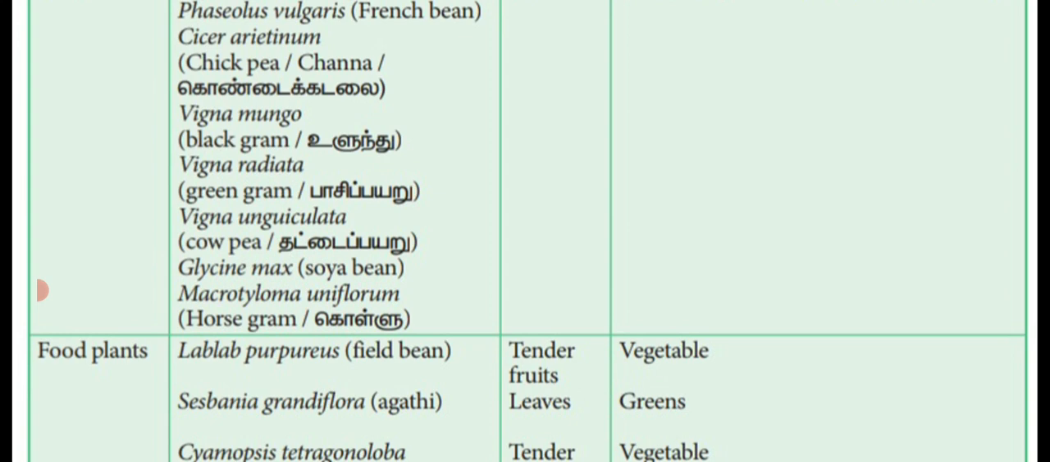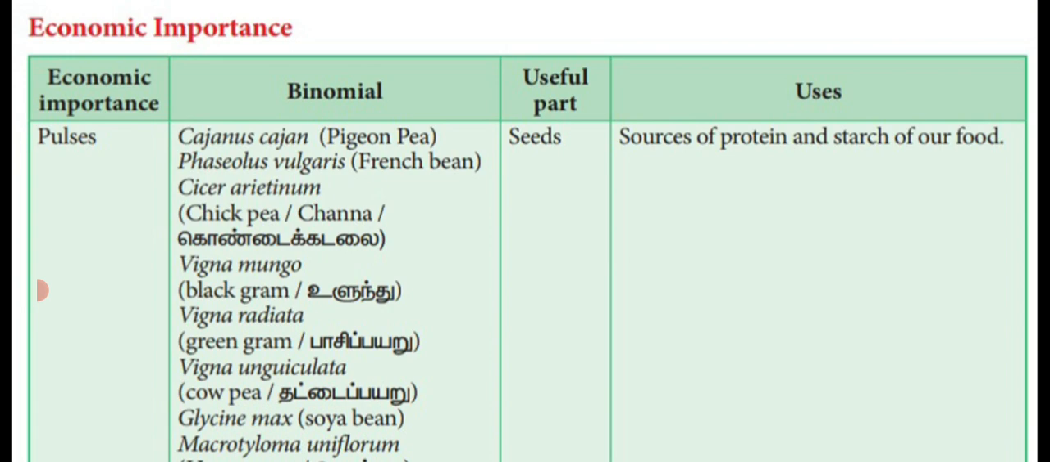Vigna unguiculata, that is thattapayiru or cowpea. Glycine max, that is soya bean. Macrotyloma uniflorum, that is horse gram or kollu. So the entire useful part is the seeds only. They are useful sources of protein and starch in food material.